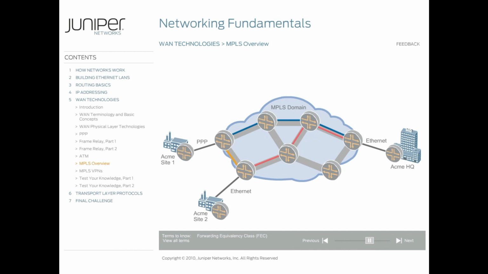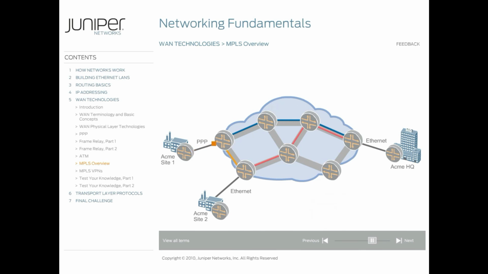Each label also translates to an MPLS forwarding equivalency class, or FEC. A FEC is a group of packets that will be treated or forwarded the same way within the provider's MPLS domain. Packets belonging to the same FEC get assigned the same MPLS label and follow the same LSP. So in this network, packets going from Site 1 to headquarters follow the blue LSP, and packets going from Site 1 to Site 2 follow the yellow LSP. The label in the packet identifies the FEC, as well as the LSP to be used.